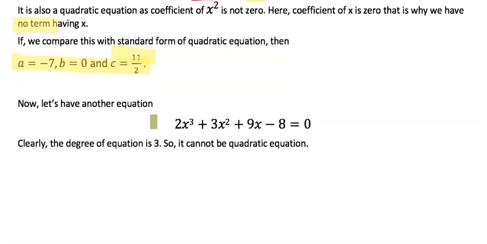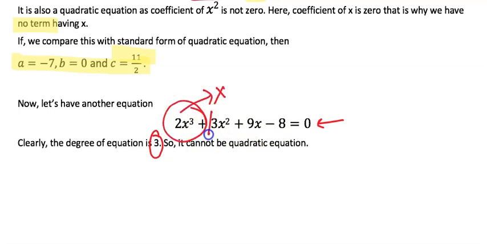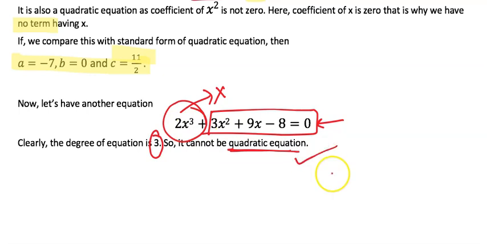Clear? Great. Moving further on, you just have to tell me whether this is a quadratic equation or not. That is 2x cubed plus 3x square plus 9x minus 8 is equals to 0. Since we know that the degree of the equation is 3, therefore it is not a quadratic equation. If this term is not there, then it can be a quadratic equation. But because it has 2x cubed, the degree is 3, and we will say that it is not a quadratic equation. Absolutely correct answer.